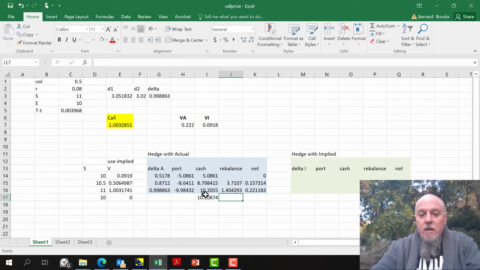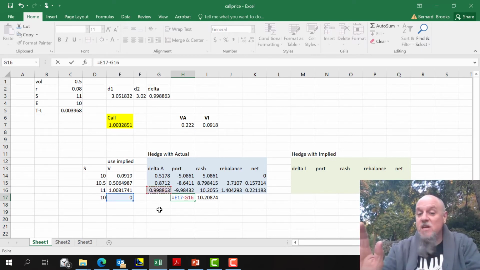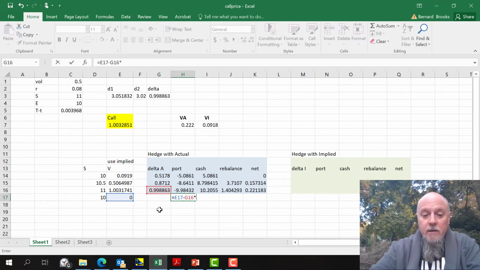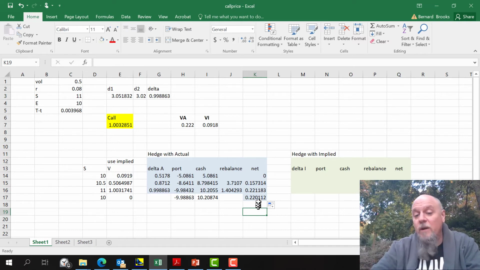I'm cashing it in. So my portfolio is equal to, I own a worthless call option. I'm still shorted. I'm not changing the delta. I'm still shorted that, but now the stock is $10. So there's my portfolio. Net is still portfolio plus cash, so I'm not rebalancing on the last day, and I made 22 cents.